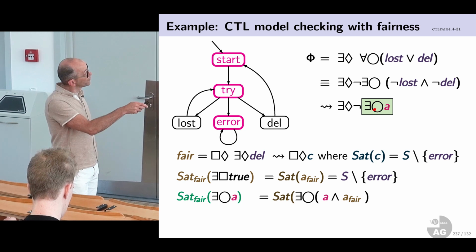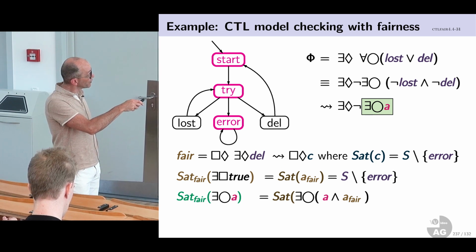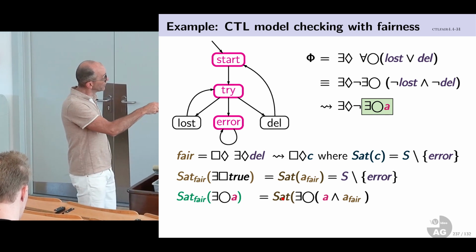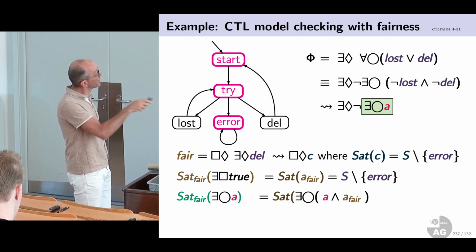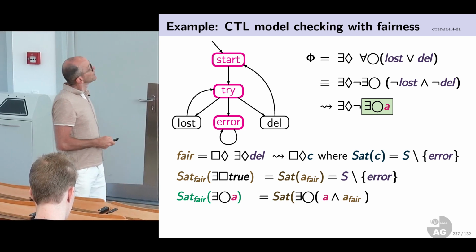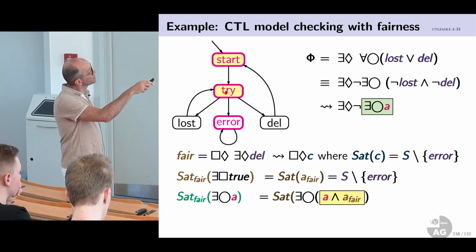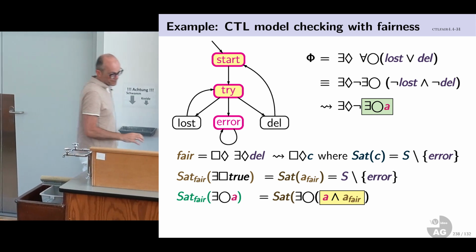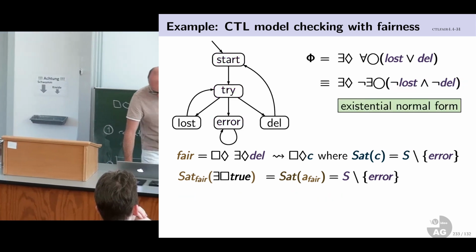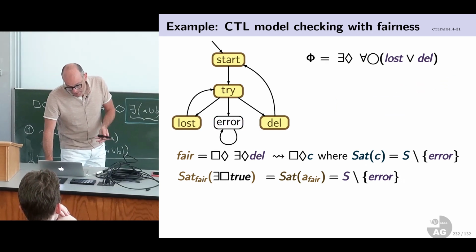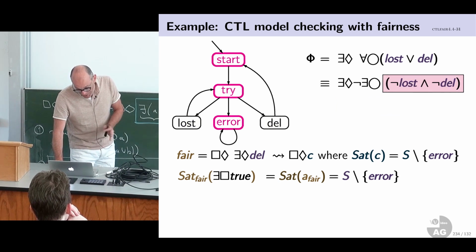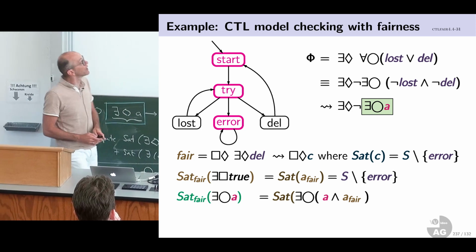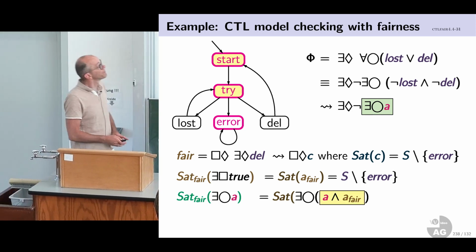But now you have to do this for the fair paths, right? Because you have to compute sat fair existential next A. So what we are going to do is we reduce this to CTL model checking of existential next A and A fair. These 2 states are the only ones which are purple and which were yellow before. How can we see this? Here we see that these are the fair states, all states except the error state. These states satisfy the atomic propositions, so the only 2 states satisfying A and A fair are start and try.